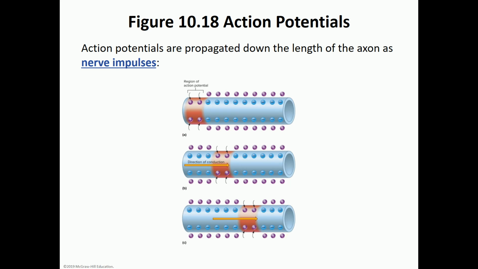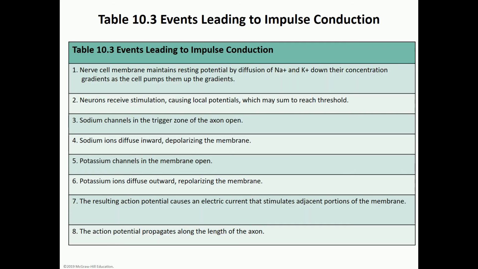Now again, the conduction of the nerve impulse will be along the axon, away from the cell body, and the direction of conduction is always in one direction, from cell body towards the axon terminal, and never in the opposite direction. So these are the events that lead to the impulse conduction, and this is exactly what we were talking about, so you can pause the video at this point and read through this.